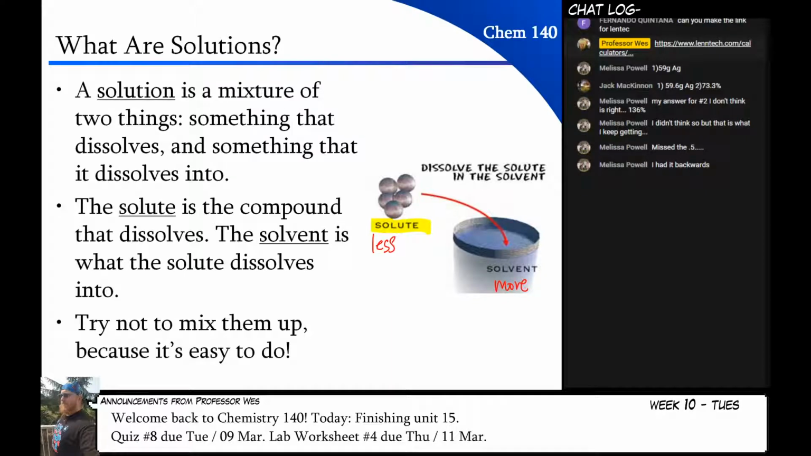Now, once you've done that, you will have a mixture. If you mix it thoroughly, you will get a homogeneous mixture if the compound is soluble. If the compound is insoluble, you get a heterogeneous mixture because it will just settle to the bottom.